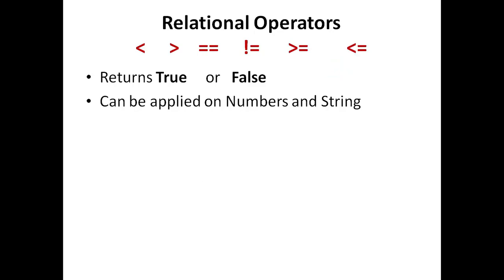Next one is the relational operator. The relational operator always returns a value of true or false, and they can be applied on numbers or strings. Basically they are used for comparison between two variables or expressions. So first one is the less than symbol, second one is the greater than, next one is the equals to. This stands for the equals to operator.